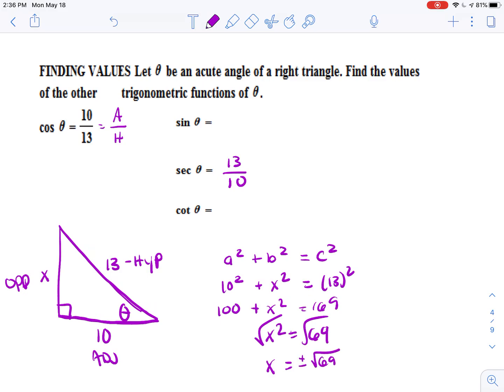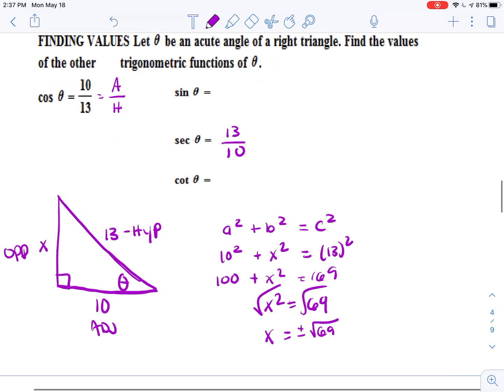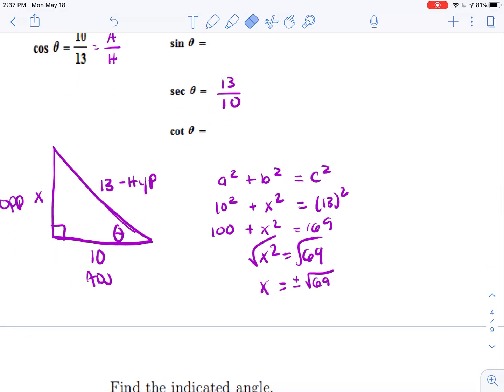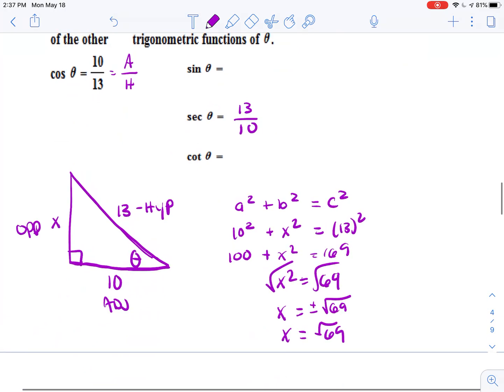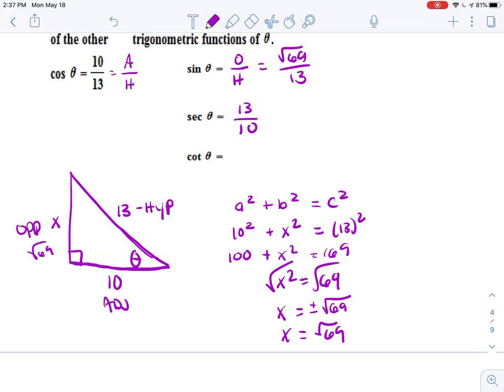Now, radical 69 does not reduce. It has no perfect square factors. Okay, but we do have to decide whether we're going to take the positive value or the negative value. Now, in a triangle, all the sides are going to be positive, so we don't have to worry about the negative value here. So x is equal to radical 69. So let's find the rest of these trig functions. So sine is opposite over hypotenuse. Well, that's radical 69 over 13.